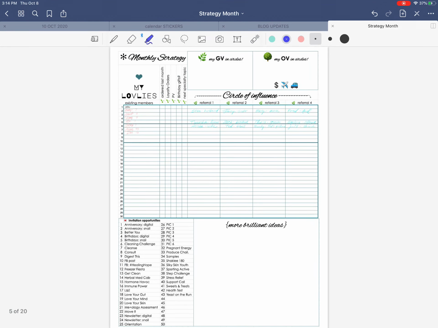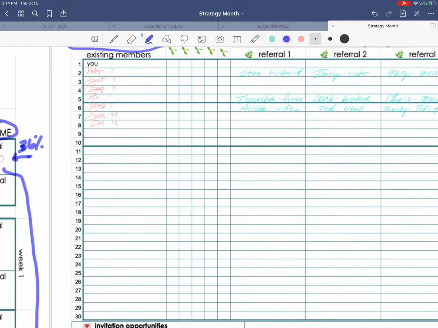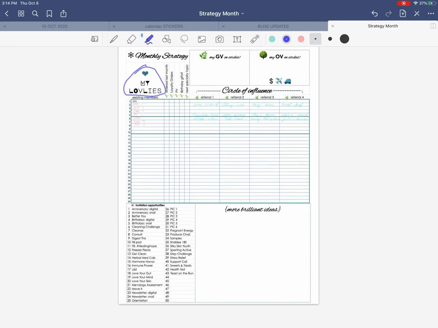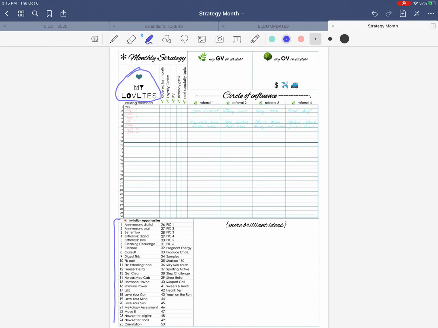So there's another sheet, and this I always print off on the other side of my paper. And I call it my monthly strategy, and I put my lovelies in my group in here. And down below, I have listed the things that I can invite people to. And there's a ton of room for more brilliant ideas that you have that you can put in there.